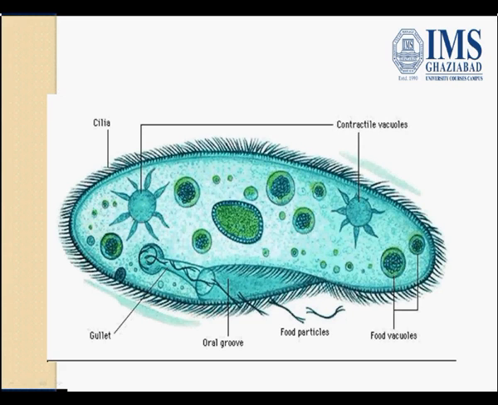This is the basic structure of a protozoan, which is a paramecium. As you can see in the figure, it looks like a slipper and it has various features like cilia, gullet, oral groove, food particles, food vacuoles, contractile vacuoles, etc.